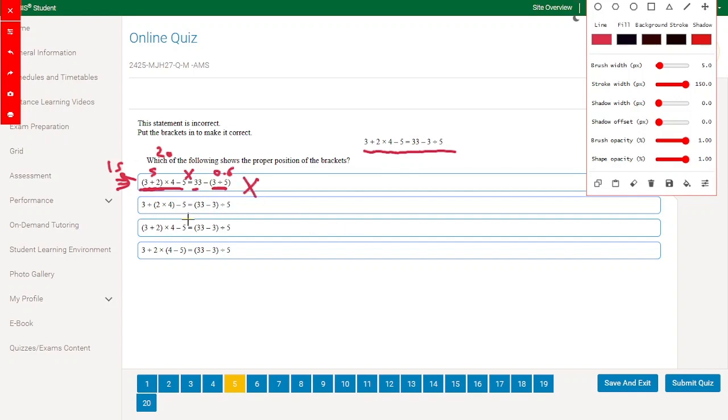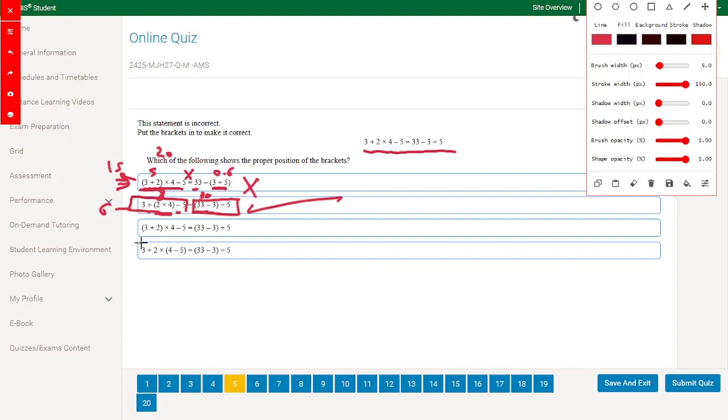Let's see this one. I have the brackets, so here 4 multiply 2 is 8. Now 3 plus 8 is 11, minus 5 is 6. Here 33 minus 3 is 30. Divide by 5, it will be 6. So the left hand side of the statement is 6 and the right hand side of the statement is 6. So this will be the right answer.